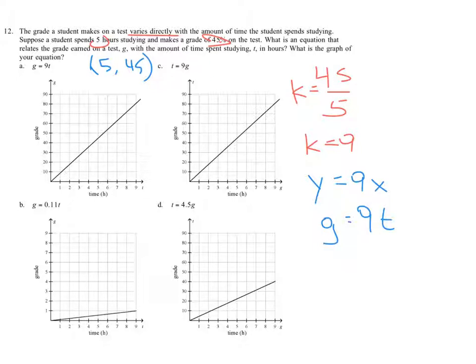Now, this is a word problem where you really need to kind of think about which one is x and which one's y. How do we know what's x? Well, one way that we know what's x is because they're using time on the x-axis. So we know time, t, has to be the x variable. Now you see this h here. That doesn't mean that that's the variable. They just mean that they're calculating the time in hours. So that's what you get. You get an equation. The grade is equal to the time times 9. 5 hours times 9 will give you a grade of 45.